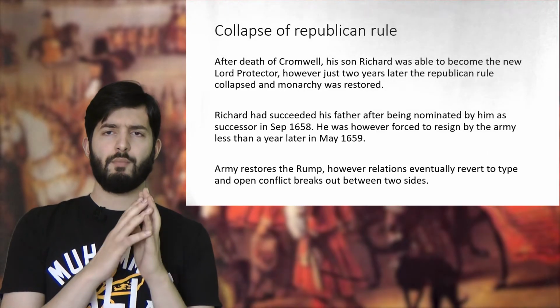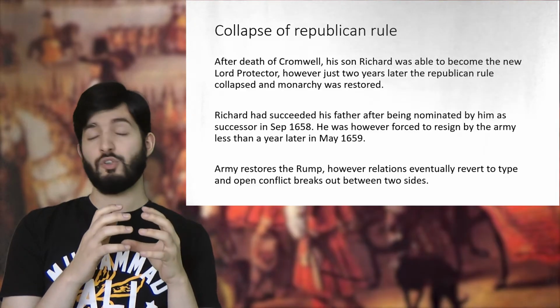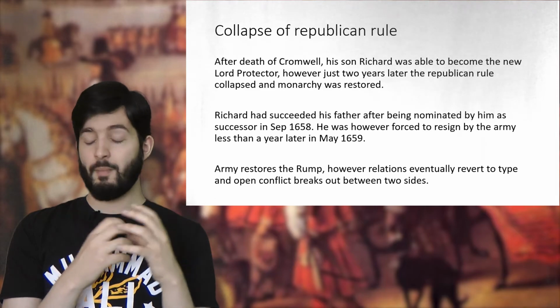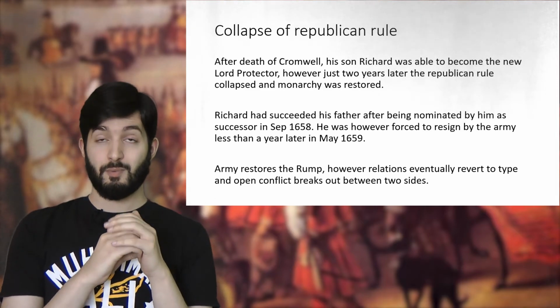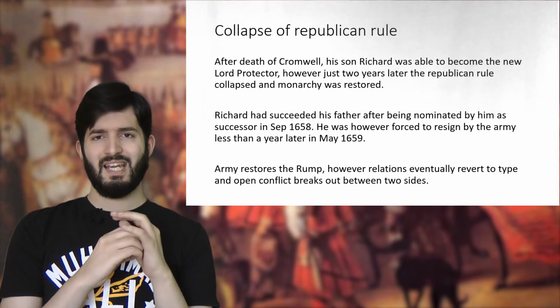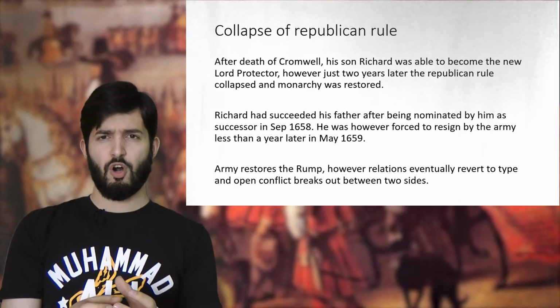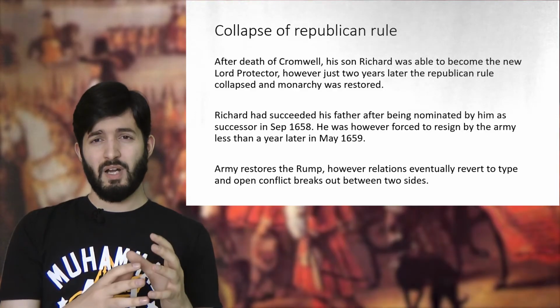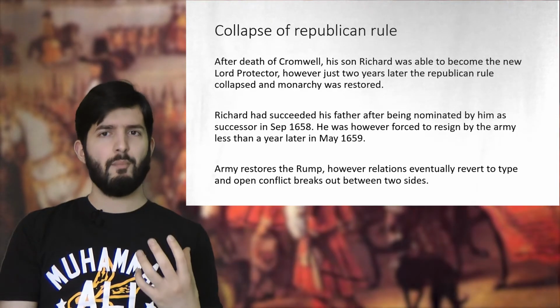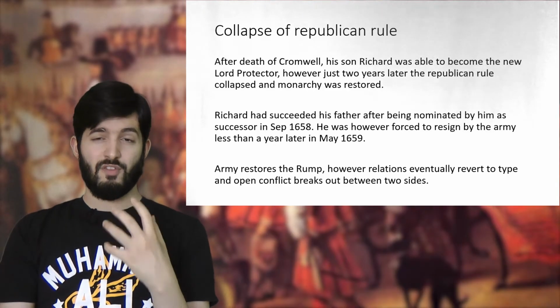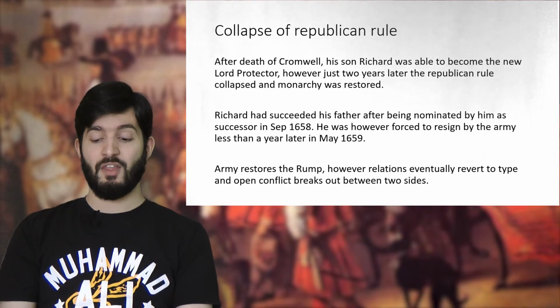Essentially, Richard had become too close to the gentry as opposed to the army, which sort of led to mistrust spreading amongst the army. And so the army basically decide to get rid of Richard Cromwell and, strangely enough, bring back the Rump, the same Rump who had executed Charles and been scrapped by Cromwell, many of whose members had still been alive to carry out their roles.